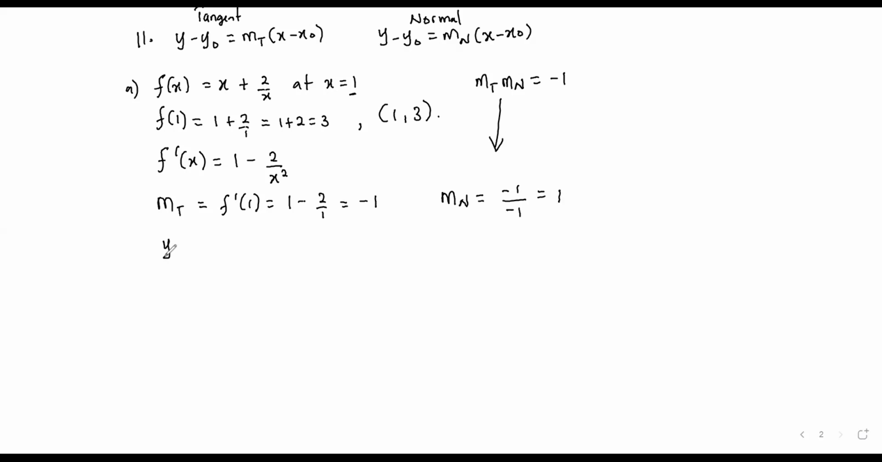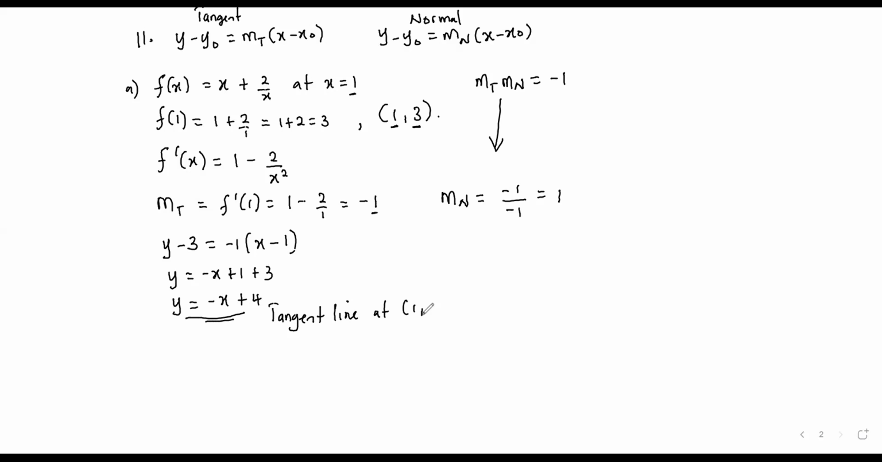So now I'll have y minus y naught, which is 3, equal to mt, which is -1, times x minus x naught, which is 1. And so we'll have y is equal to -x plus 1 plus 3, meaning y is equal to -x plus 4. This is the tangent line at 1, 3.